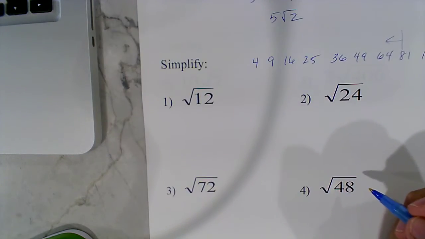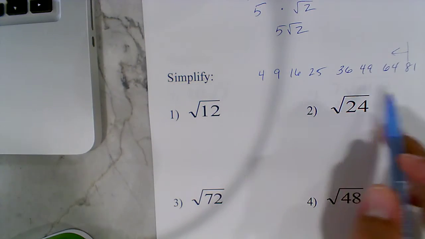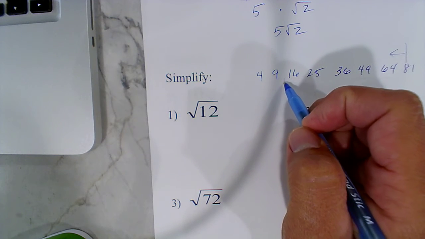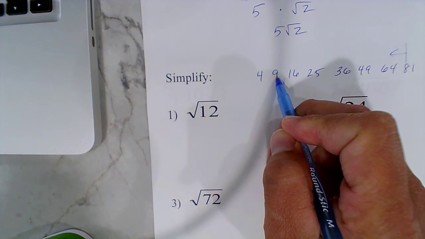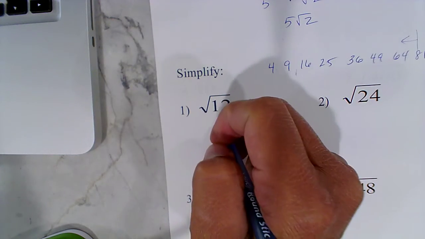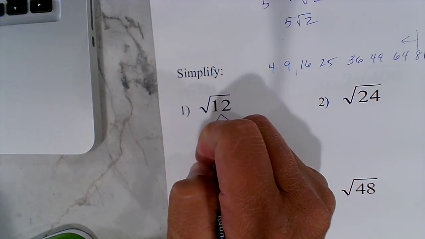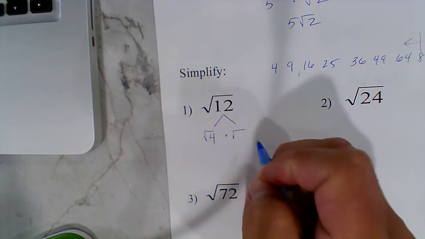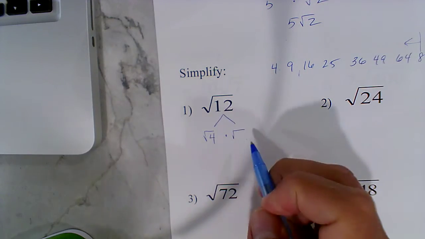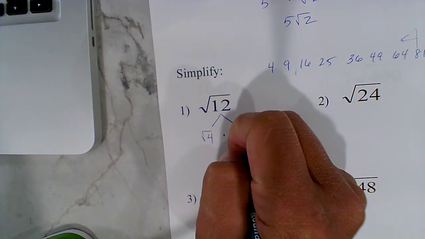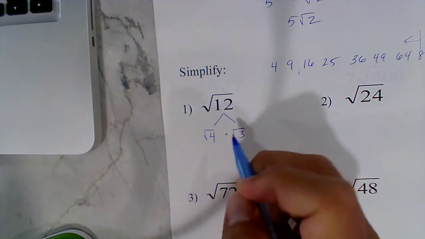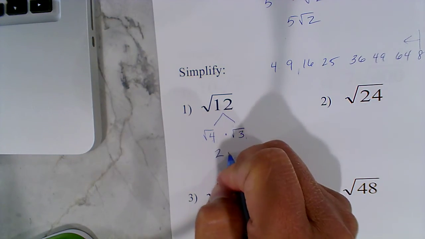Now you say to yourself, which is the biggest factor in here? 12. Well, first of all, 12 is here. So does 9 evenly go into 12? No, it does not. Does 4 evenly divide into 12? Of course it does. So that's your perfect square here. So you're going to put the square root of 4 times the square root of what? Well, just like 4 times 3 is 12, radical 4 times radical 3 is radical 12. And then you know the square root of 4 is 2. So this is 2 radical 3.